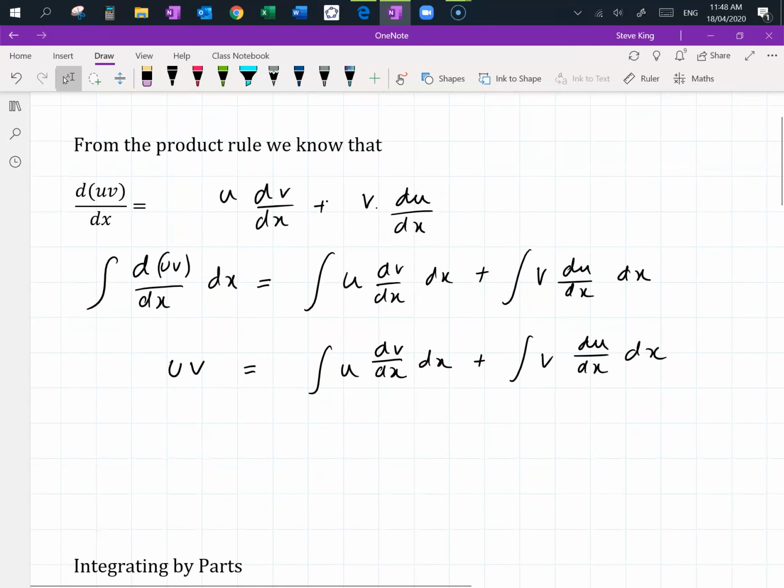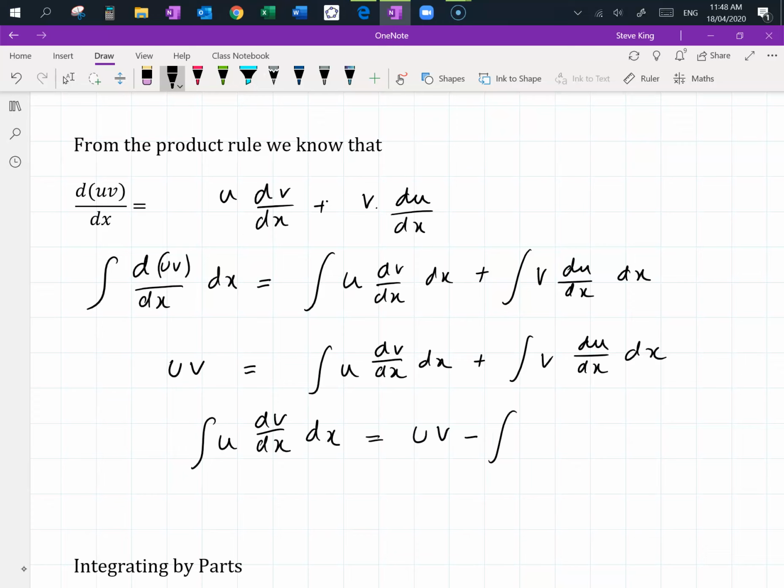And if I rearrange that, bringing this last element over to the other side, I'm going to end up with this statement here: the integral of u dv dx is equal to uv minus the integral of v du dx.